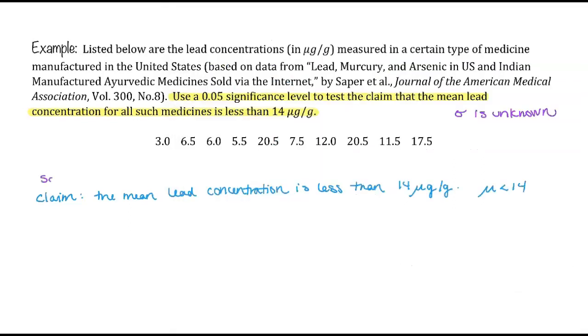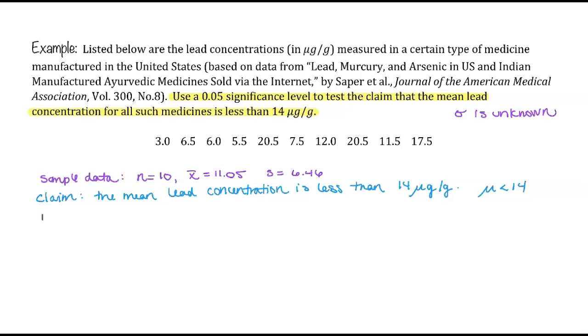Summarizing our sample data, we have 10 data values, so that's our lowercase n. We have a sample mean of 11.05 and a sample standard deviation of 6.46. Notice that I rounded to one more decimal place than what was given with the raw data.